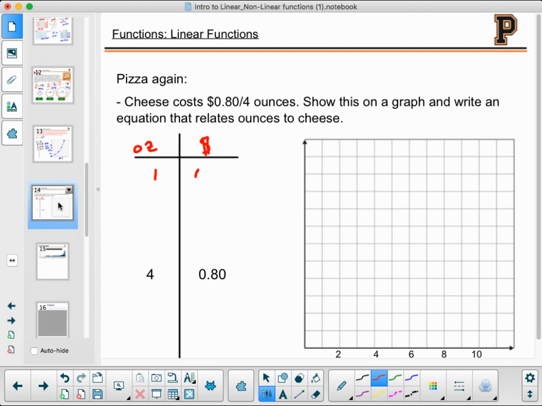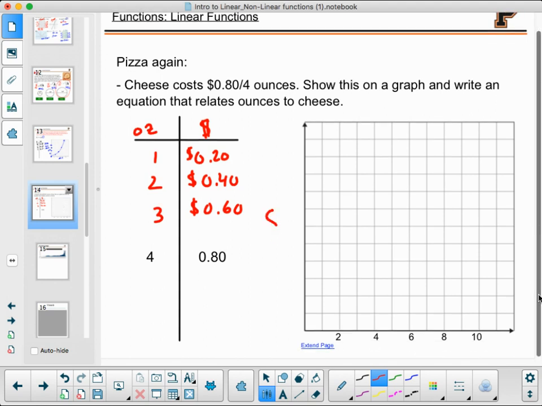1 ounce is going to be 20 cents. Okay. 2 ounces is going to be 40 cents. 3 ounces is going to be 60 cents. Well, now we've got linear change because those amounts are increasing at consistent rates.